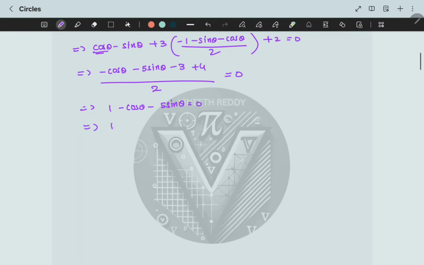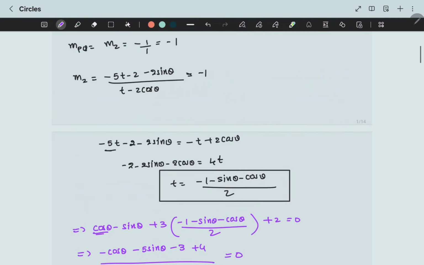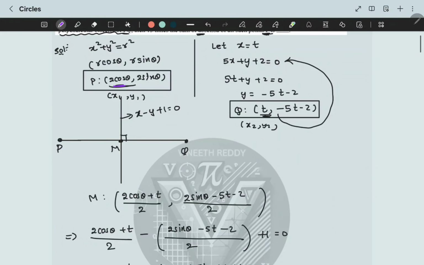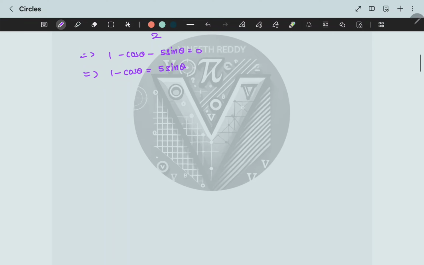So we can write it this way. 1 minus cos theta is equal to 5 sin theta. Ultimately I need the sum of all abscissa. That means I need the value of cos theta. So we will now square on both sides. We get 1 plus cos square theta minus 2 cos theta is equal to 25 sin square theta. Now this can be written as 25 into 1 minus cos square theta. Ultimately I have 1 plus cos square theta minus 2 cos theta is equal to 25 minus 25 cos square theta.